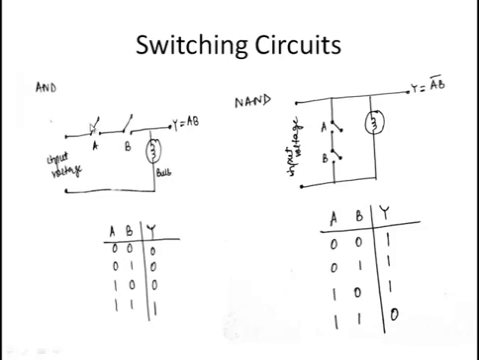Again, this is 0 1, that means this will be open and this will be closed. No input voltage will reach the output, so it will be 0. Again, when this is 1, this is 0, it will be again 0. But if both are closed, that is 1 1, then input can easily reach the output and the output will be 1. So this is the truth table which resembles AND gate. So this is the switching circuit for AND gate.